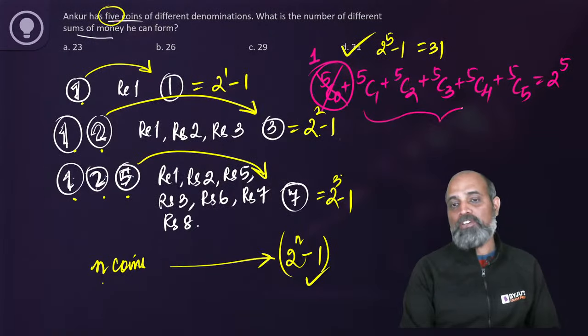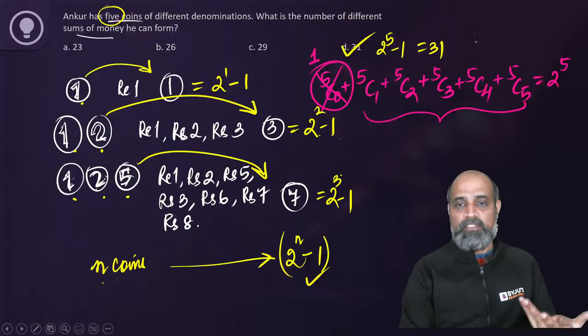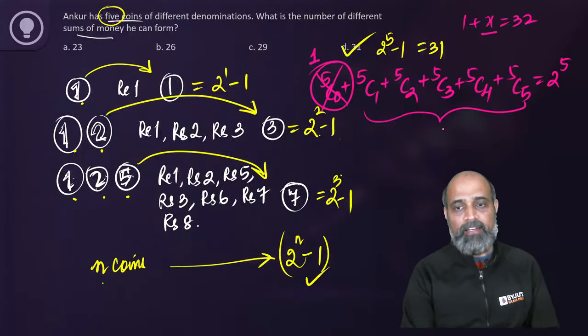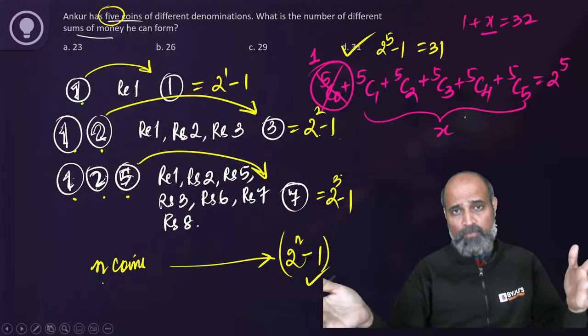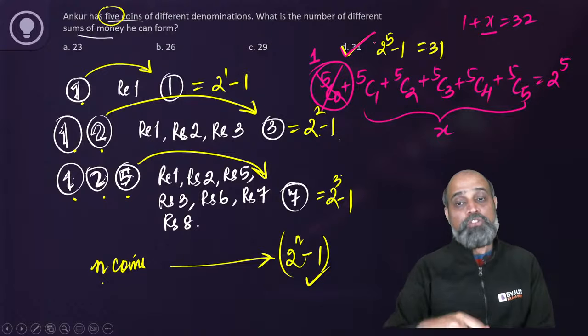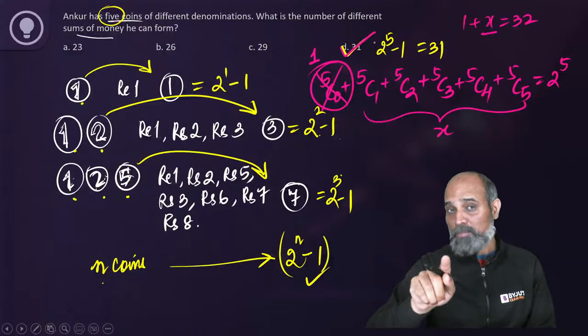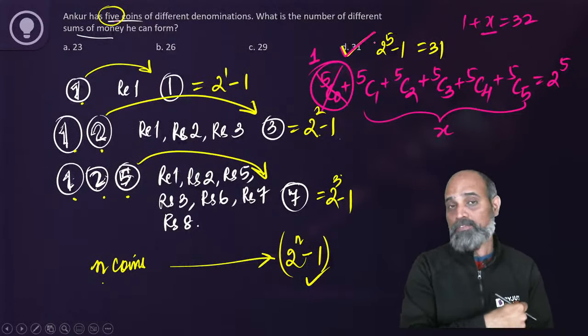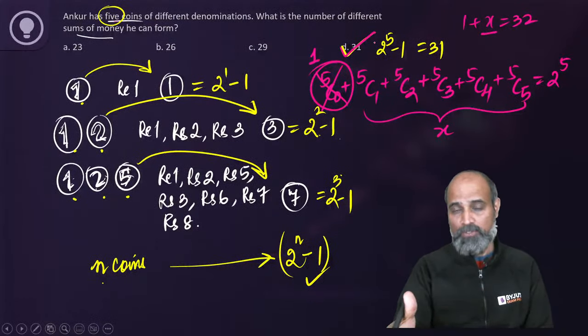So what will be the value of this entire thing? This is like 1 plus x is equal to 32. What is x? If I assume this to be x, of course this entire combo is going to be 32 minus 1, which gives you 31. So this is an alternate approach. The alternate approach is only good for you if you remember what we just saw, that the summation of nCr is 2 to the power n.